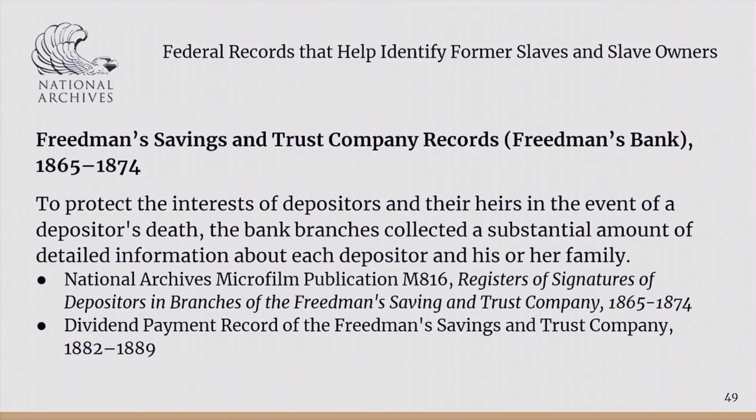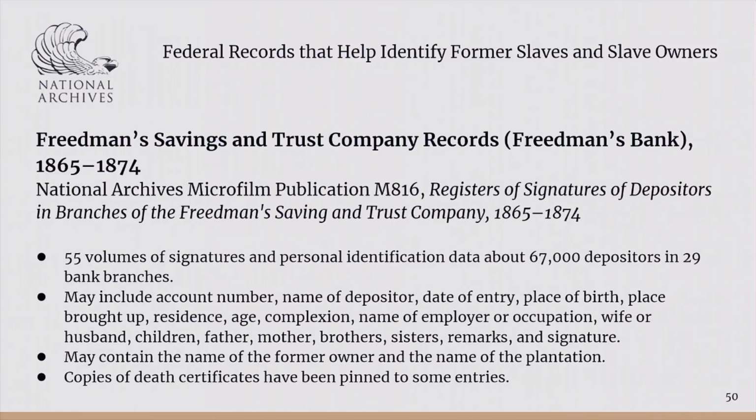Moving on now to the Freedmen Savings and Trust Company, otherwise known as the Freedmen's Bank. It was established to protect the interests of depositors and their heirs in the event of a depositor's death. The bank branches collected a substantial amount of detailed information about the depositor and his family. So the registers of depositors have been microfilmed, and they're available online.